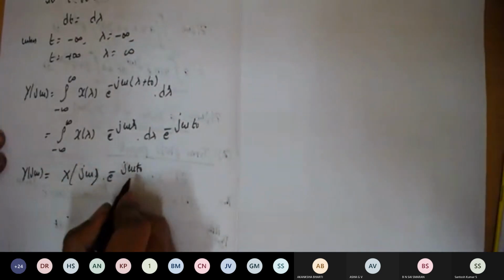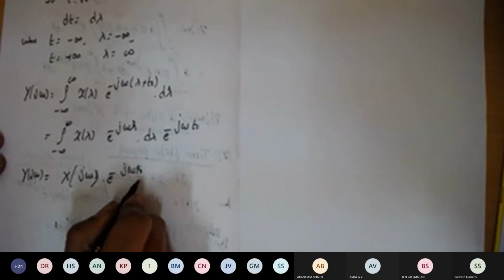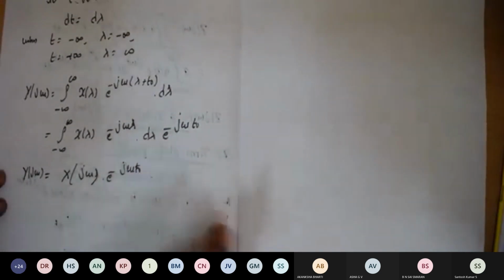Okay, so this is what we'll get. This is the Fourier transform. That is, the time shift property will become equal to multiplying by the exponential sequence in the frequency domain.